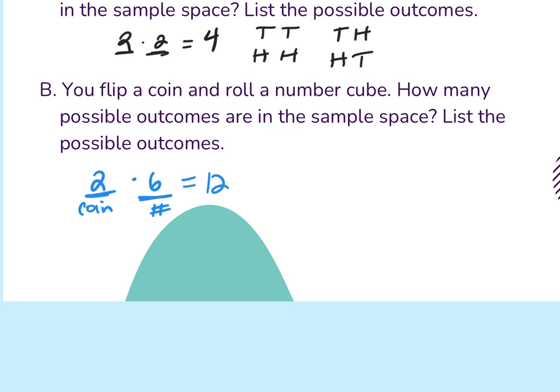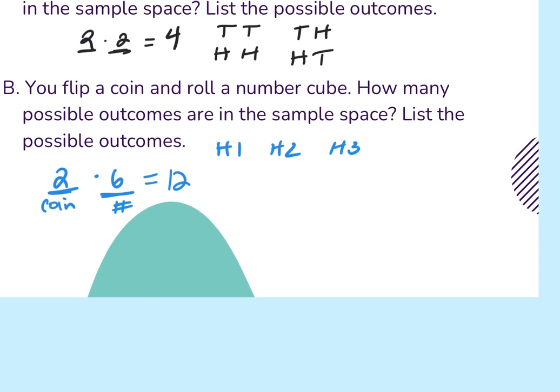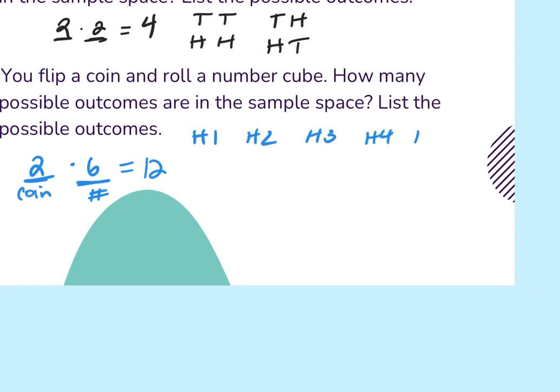Okay, so let's say I land on heads the first time, it could be heads with a 1, with a 2, with a 3, with a 4, with a 5, and with a 6. And then I could have landed on tails the first time. So tails with a 1, tails with a 2, tails with a 3, tails with a 4, tails with a 5, and tails with a 6. Those are your possible outcomes. And there are 12 of them, so it should match up with what we found.